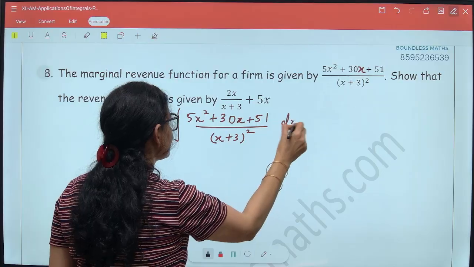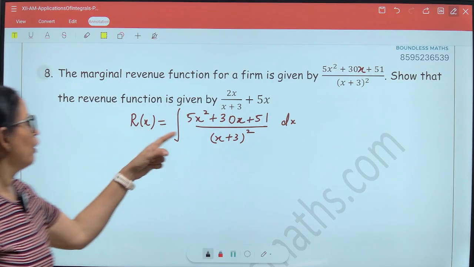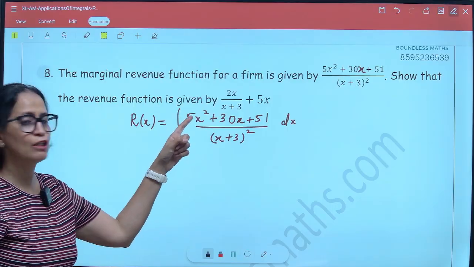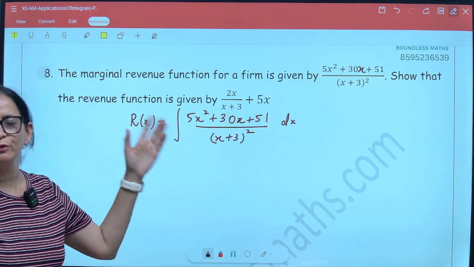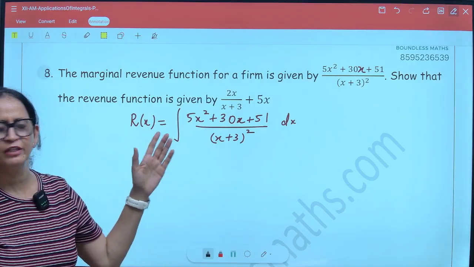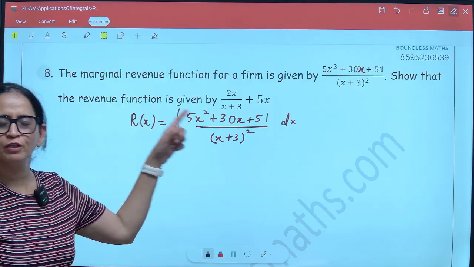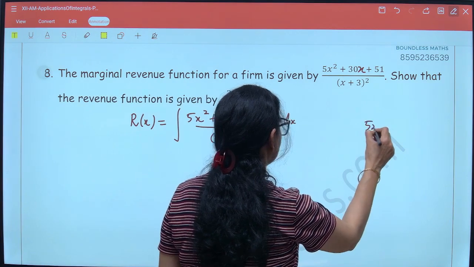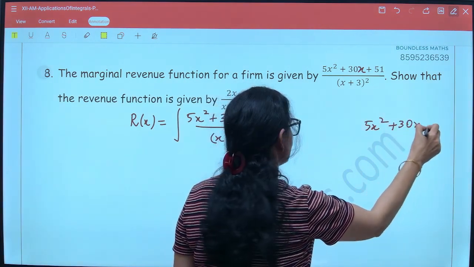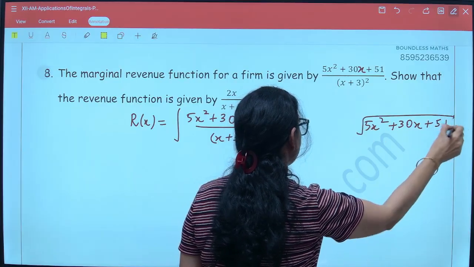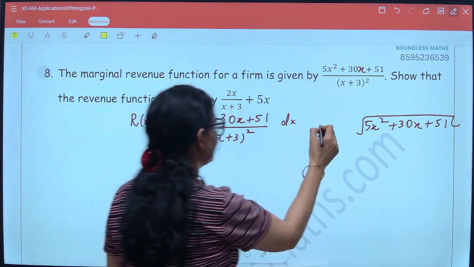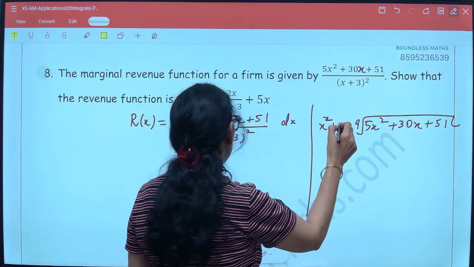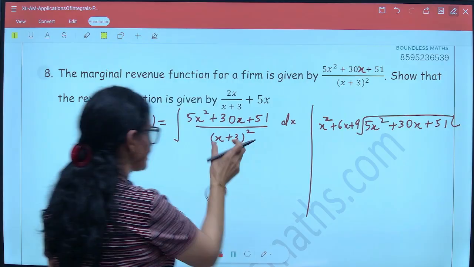Now how do you integrate this function? If you look at it, it is a polynomial function. Whenever you have a polynomial with the degree of numerator equal to the degree of denominator, what do you do? Just recall from indefinite integrals: when the degree of numerator is same as degree of denominator, we use long division. How do we do that? 5x square plus 30x plus 51 is to be divided by (x plus 3) whole square, which is x square plus 9 plus 6x, using a plus b whole square equals a square plus b square plus 2ab. So if I expand this, this is what I get.